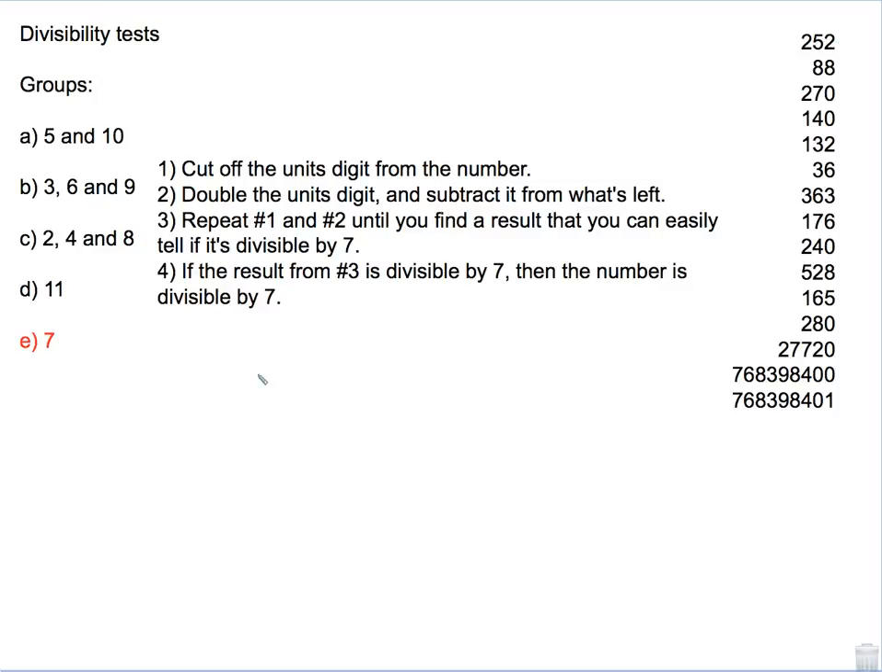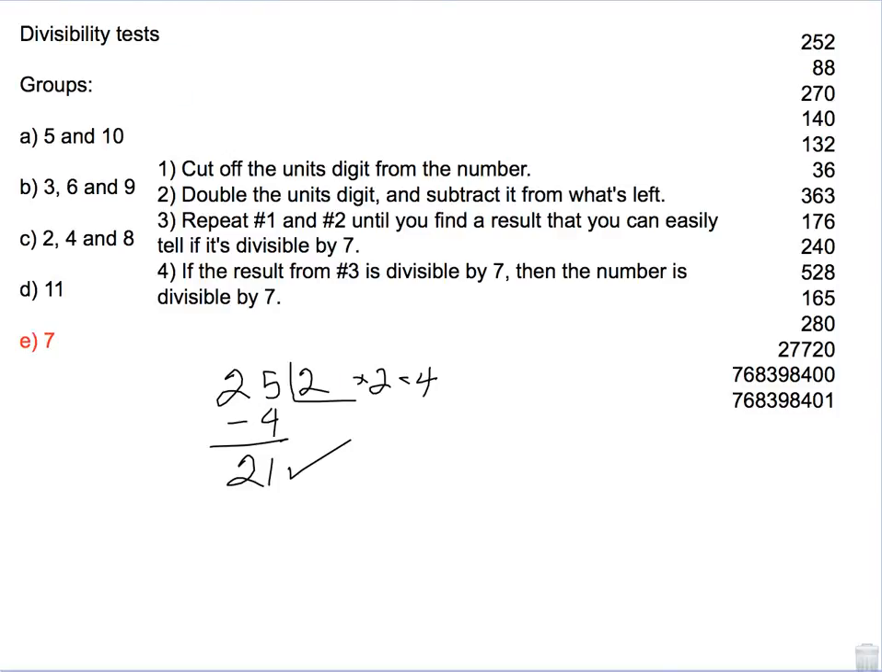So let's take, again, the number 252. So what the test says is you cut off the units digit, double it, so times 2 equals 4, and then subtract it from the rest of the number. If you get a multiple of 7, then the number is divisible by 7. So 252 is divisible by 7.